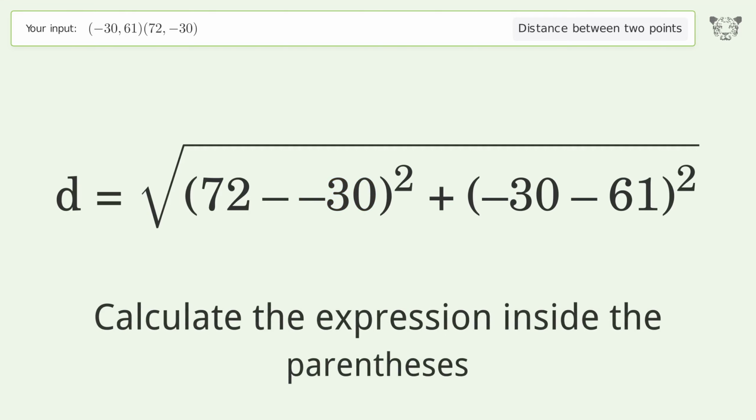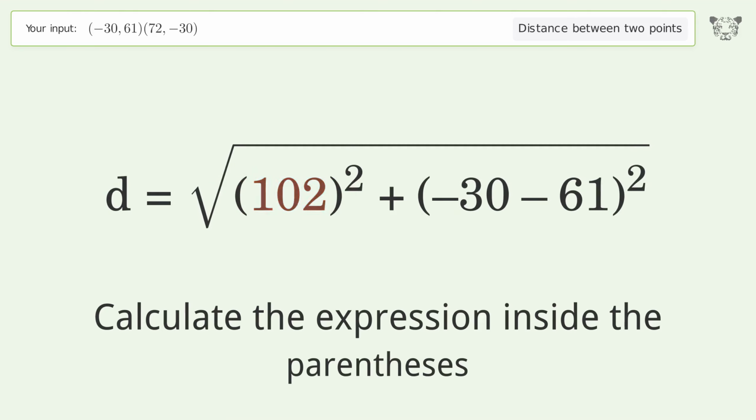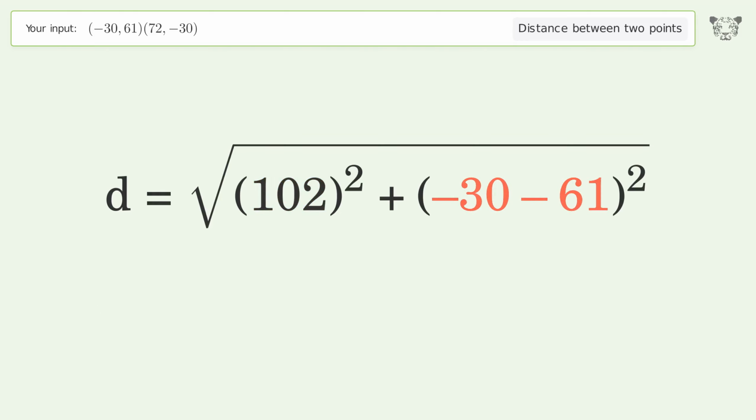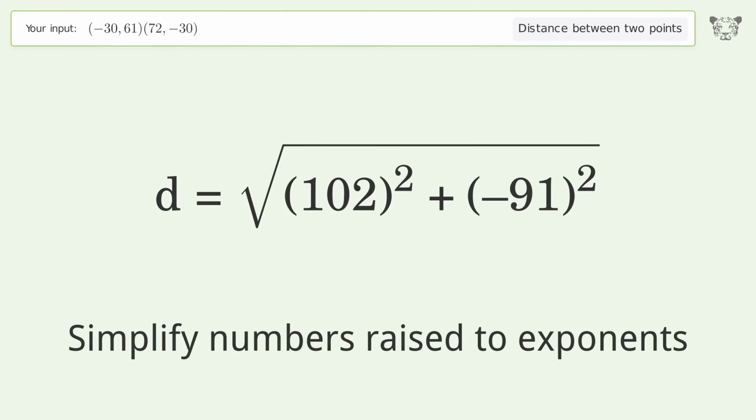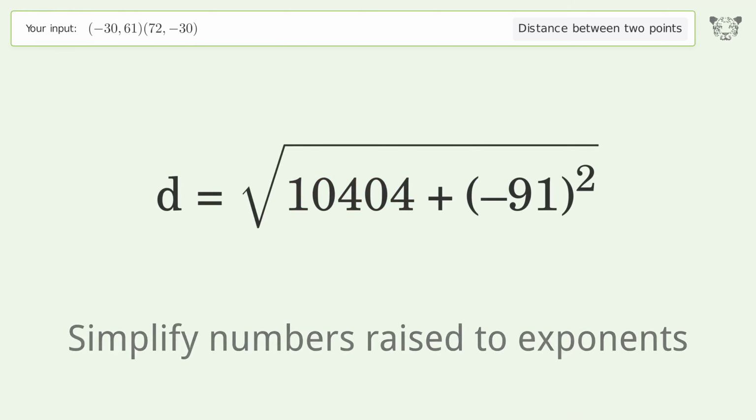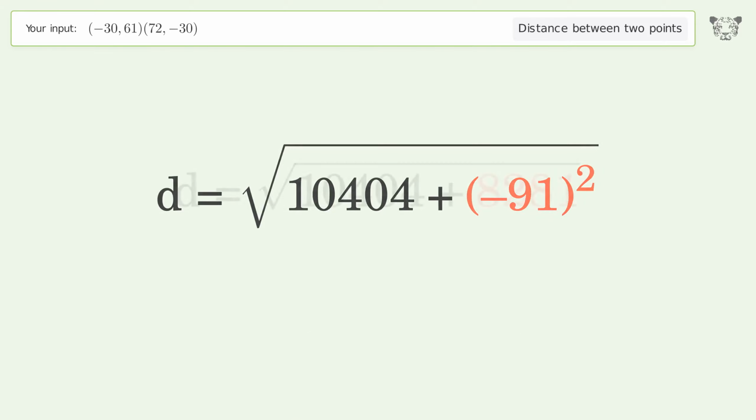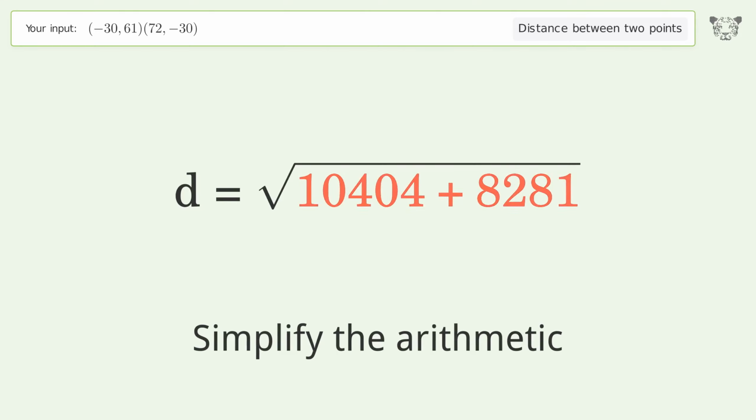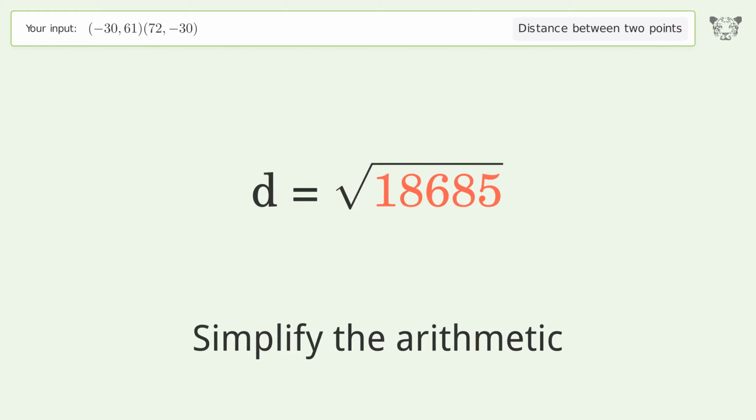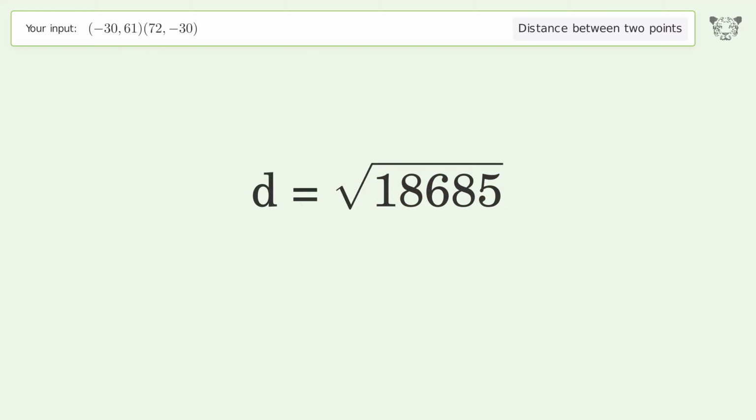Calculate the expression inside the parentheses. Simplify numbers raised to exponents. Simplify the arithmetic. And so the distance between the 2 points is the square root of 18,685 or 136.693.